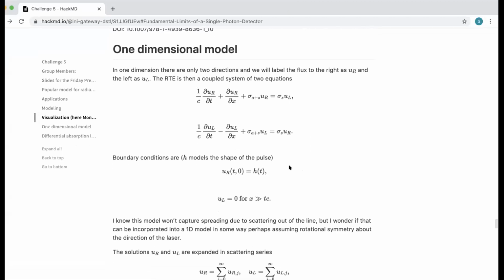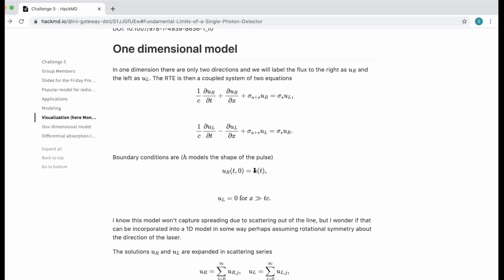And this type of model would not capture any scattering out of the single beam, which is probably not very realistic. But I've just looked at this as an initial case. One idea to extend this would be to try to incorporate into this 1D model the scattering which occurs out of the beam, as was shown in the earlier pictures from Kurt.